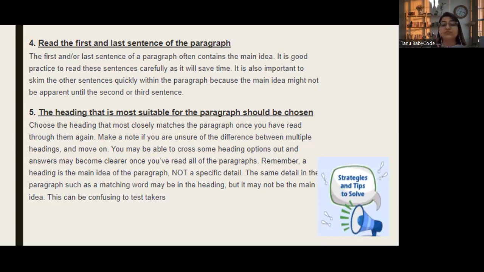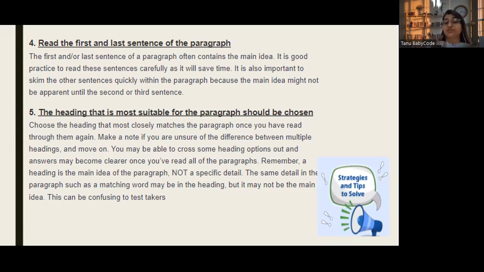Next, the heading that is most suitable for the paragraph should be chosen. Once you are done selecting and circling the keywords and reading the first and last sentence, choose the heading that most closely matches the paragraph once you have read through them again. Make a note.